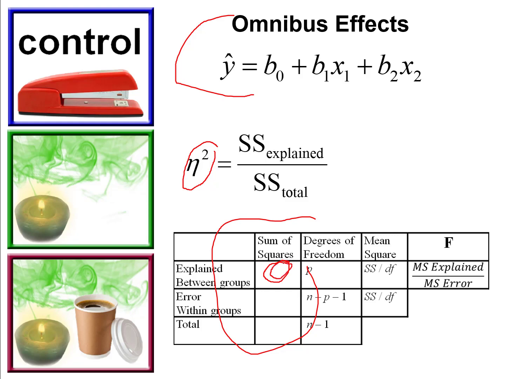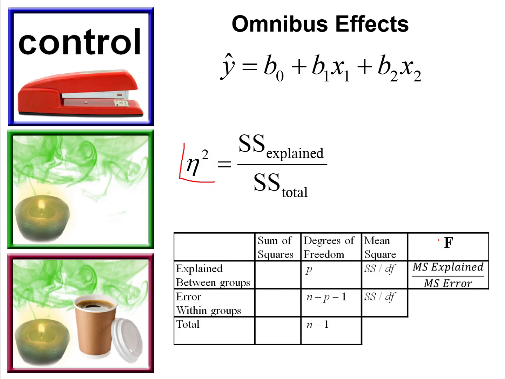Explained variance, or between group variance, divided by total variance, sum of squares explained divided by sum of squares total, to get the percent of variance explained. And that is our eta squared, that's our effect size. And we test the significance of our eta squared with our F statistic. We calculate the p-value for our F statistic.